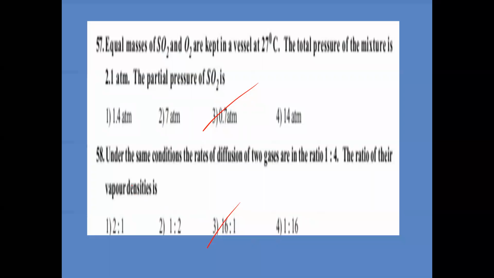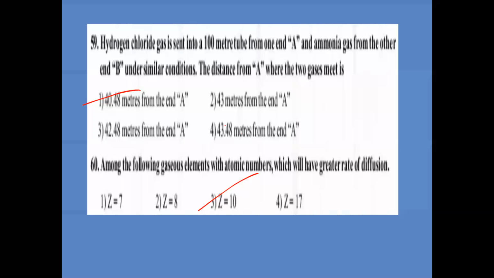And 58 is what? Under the same conditions, the rate of diffusion of two gases is in the ratio 1:4. The ratio of their vapor densities will be what? So the rate of diffusion is given as 1:4. What is the formula? R1 by R2 equals under root VD2 by VD1. This formula we applied. Then we get 16:1. Next, 59.